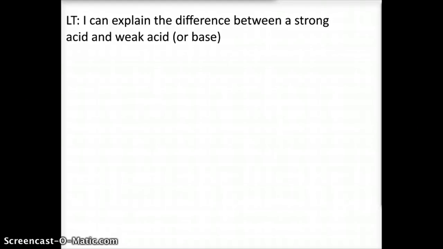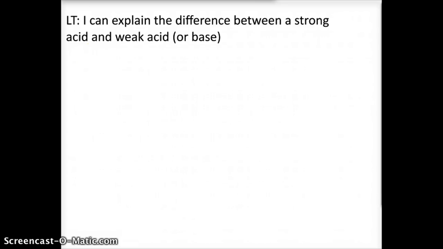In this video, we are going to discuss the differences between strong acids and weak acids, or strong bases and weak bases, both at the molecular level and in terms of what they do to pH. So, what is the difference between a strong acid and a weak acid?